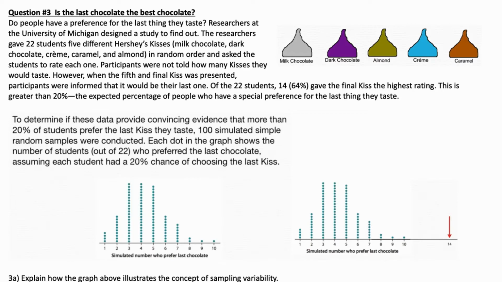Of the 22 students, 14, or 64%, gave the final kiss the highest rating. This is greater than 20%, the expected percentage of people who have a special preference for the last thing they taste. To determine if these data provide convincing evidence that more than 20% of students prefer the last kiss they taste, 100 simulated simple random samples were conducted. Each dot in the graph shows the number of students out of 22 who preferred the last chocolate, assuming each student had a 20% chance of choosing the last kiss. So what we're trying to do here is understand what sampling variability is and determine if the simulation shows convincing evidence that we can draw a conclusion from.